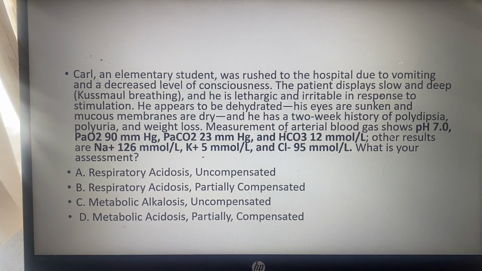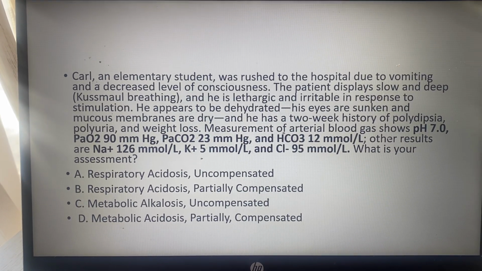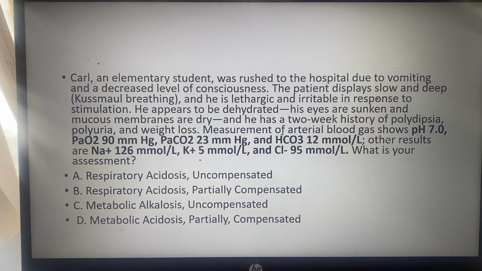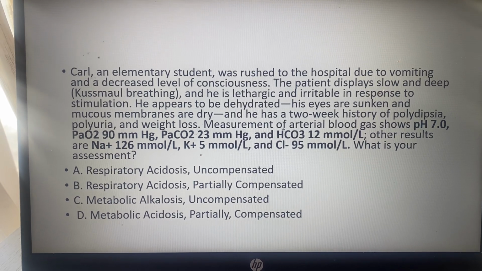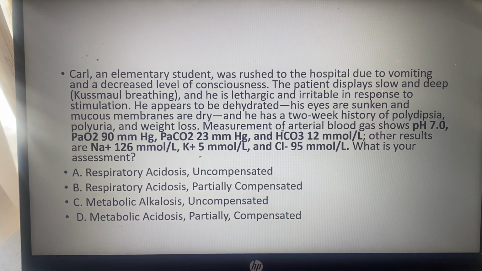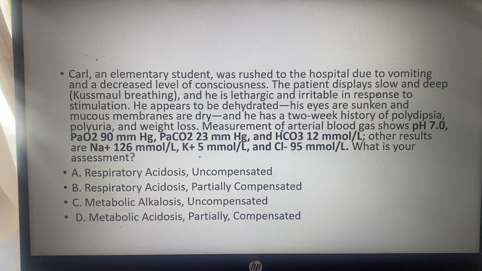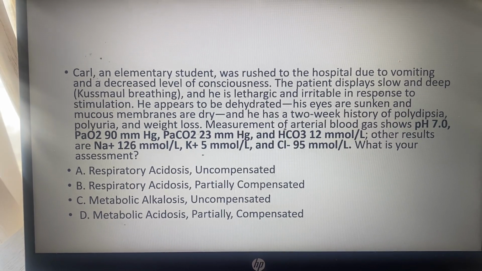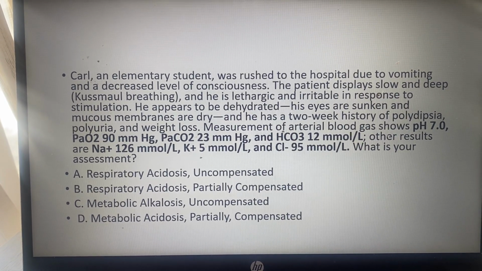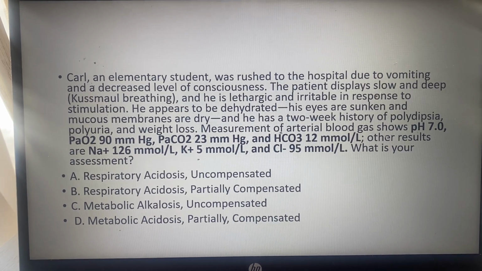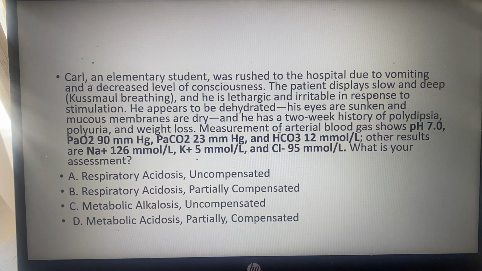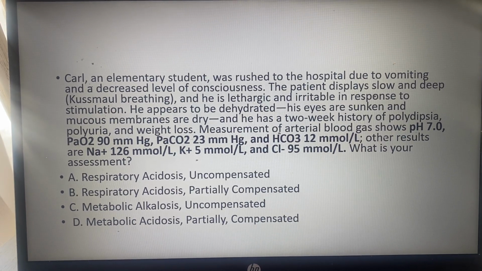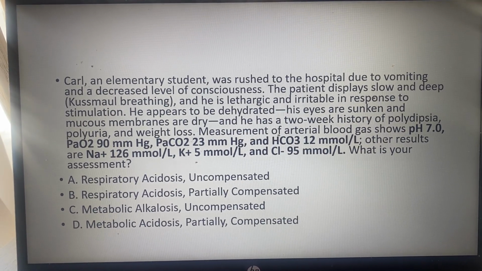All right, so is the pH normal or abnormal? It's abnormal. It's 7.0. Normal is 7.35 to 7.45. He is acidotic. That's the state. So now I have to figure out which one it is, metabolic or respiratory. CO2 is 23, and we know normal CO2 is 35 to 45. If they're acidotic, it's going to be higher than 45. They're alkalotic, so the CO2 is alkalotic.